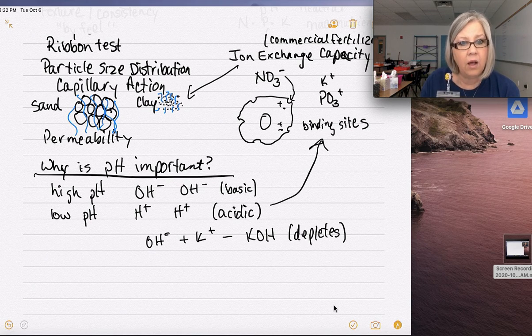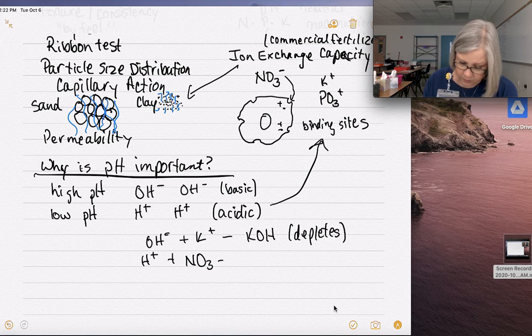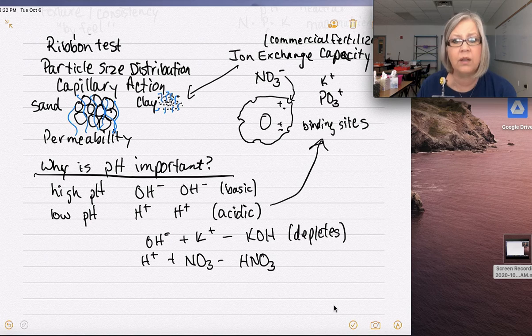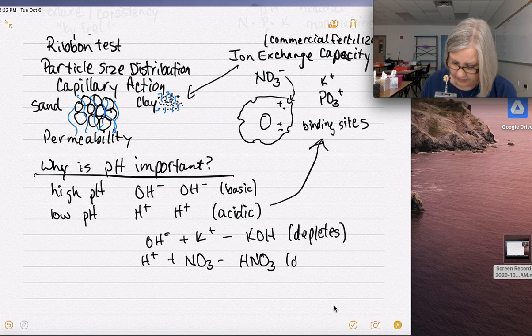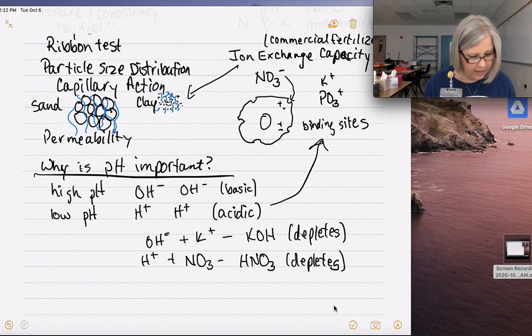Okay. Now on your low pH, the same is true here. You have a lot of positive ions, and they're going to bind with your negative ions. And what that's going to create then is HNO3, right? And now we have an acid in the soil. Once again, it is depleted. So you want a nice neutral pH so that you don't have this happening. You want those ions to remain in the soil. So that's why you're going to want to do that.